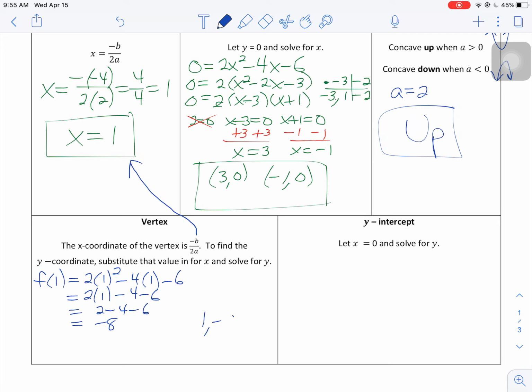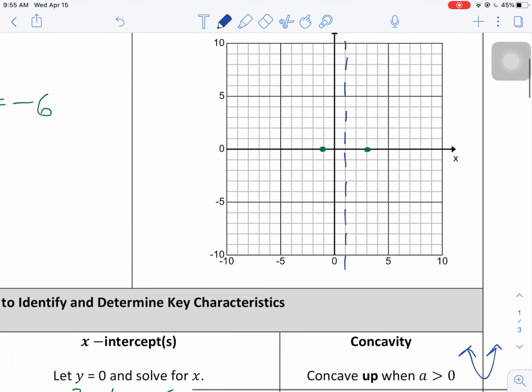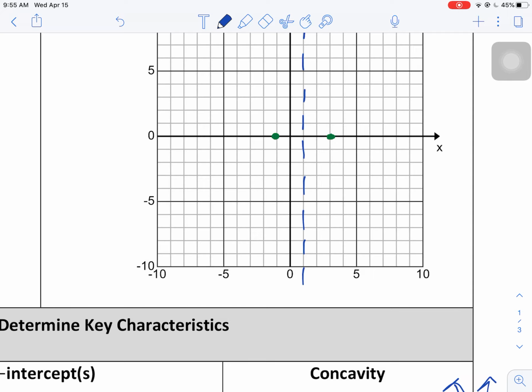And then at the end, make sure you write your vertex as an ordered pair, x comma y. So the 1 was coming from the negative b over 2a, and then the negative 8 is what we just found. So let's go plot that. 1, negative 8. So here's our vertex down here.